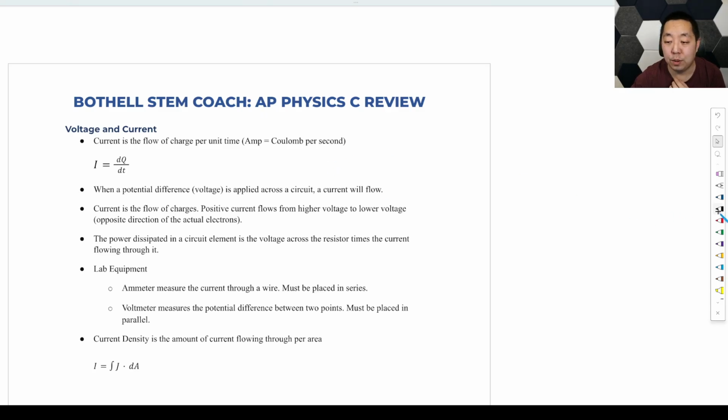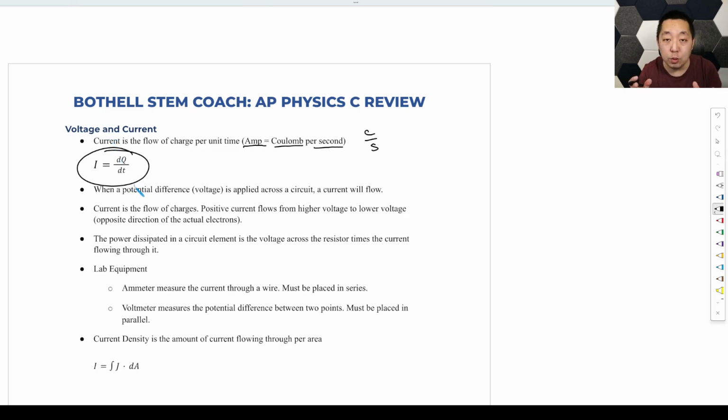So now let's review a big chunk of circuits, right? Circuits is when we apply a voltage across a circuit with resistors and capacitors, things like that. We have a flow of charge per unit time, and an amp is the unit. It's coulomb per second here, and it's literally the rate at which the charge flows.